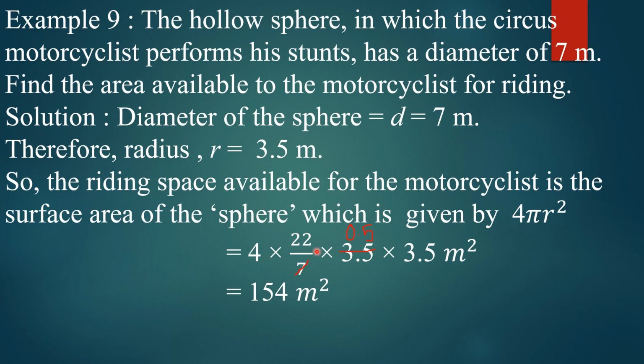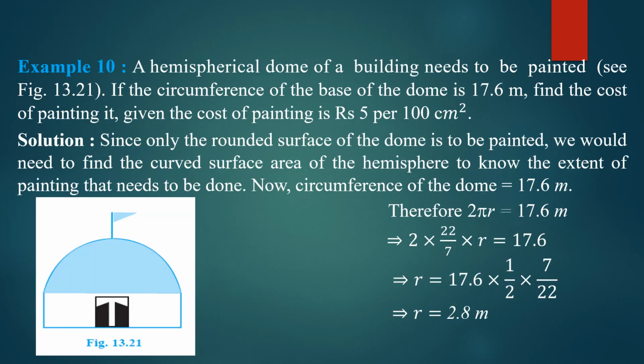4 into 22 into 0.5 into 3.5. Can you multiply all these four numbers, my children? Right. I'm not doing that part. I have left that part to you. Please perform that multiplication. Then what will you get here? 154 meters square. Understood the solution, my dear children? Right. Now let us take another example.